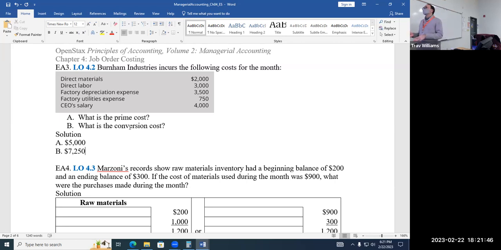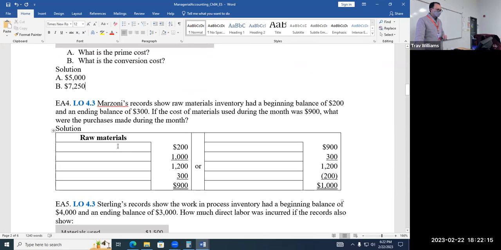A big part of this chapter is going to be conversion costs. That's saying, what's the cost of taking that raw material and converting it into a finished product? And actually, that would be a big part of next week's chapter 2. So conversion costs also include direct labor and manufacturing overhead. Okay, any questions?